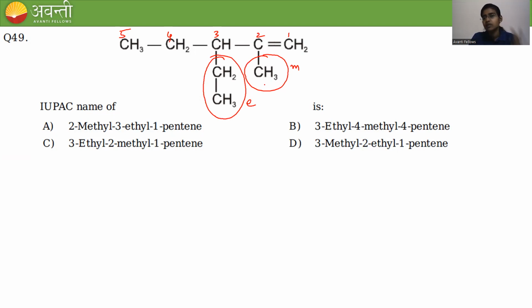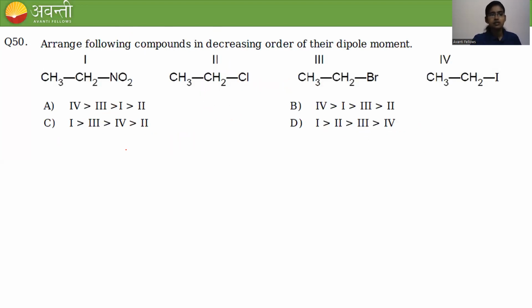pentene. The double bond, the alkene, is between carbon number 1 and 2, right? So it is pent-1-ene or 1-pentene. So it is given in option C: 3-ethyl, 2-methyl, 1-pentene. So here you have to follow the alphabetical listing. Okay. Now coming to the next question.